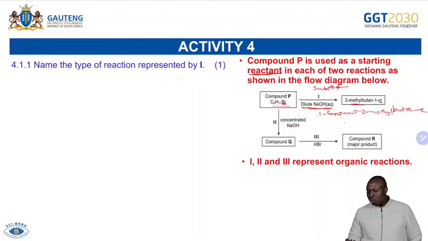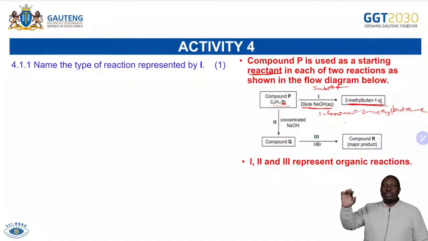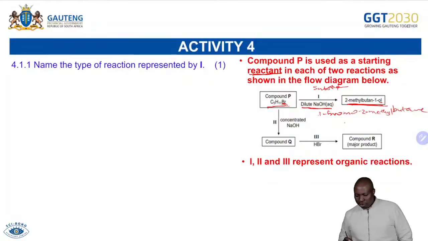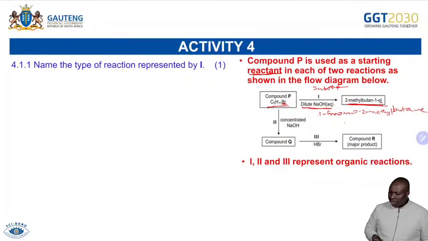So it's very important that you look at the other products that are formed, because it's telling you where it is coming from. There is a 2-methyl, there's a methyl group on carbon number 2. So the longest carbon chain is not 5 carbons here, it is 4 carbons. That is the thing that I found to be a challenge for learners.